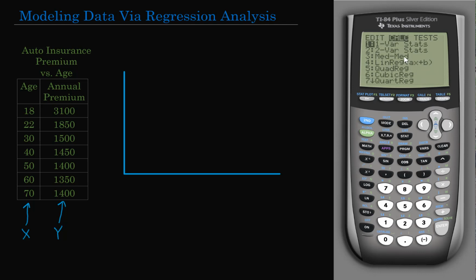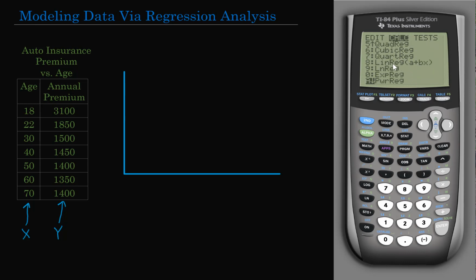When I come over to calculate, the first two options are one variable and two variable stat. The third one is a median. We're never going to use these first three. Those are statistical applications. Option 4 is a linear regression. REG means regression. Quadratic regression, cubic, quartic. Now I'm going to come down the list and see what else it has to offer.